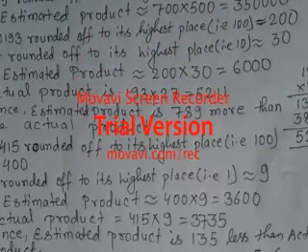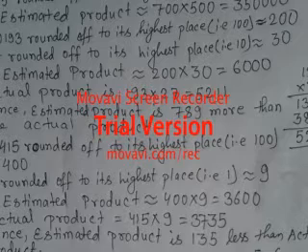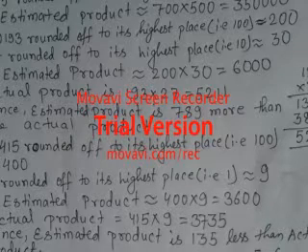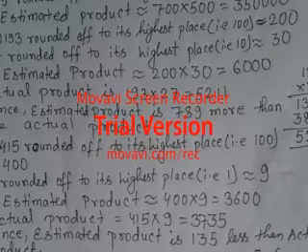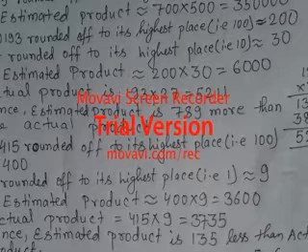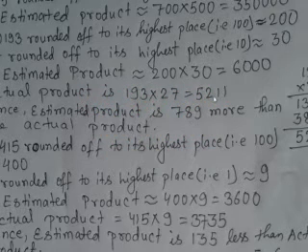Now if you will see question number C, it has been said to estimate at first, and then you simply multiply the two numbers for the actual product, then you will be writing which one is bigger and which one is smaller. So I think I was able to make you understand.